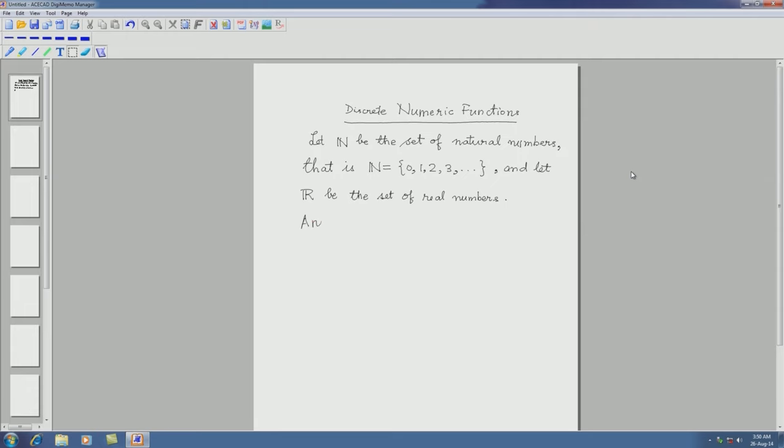Any function f from N to R is said to be a discrete numeric function.